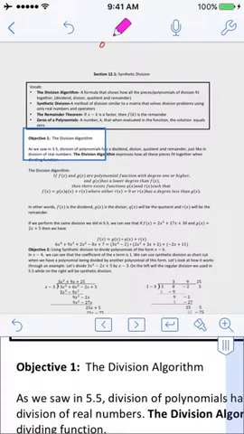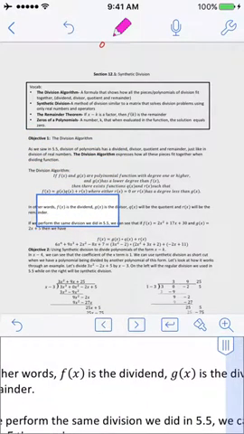But let's start with the division algorithm. The division algorithm sounds super complicated, but it's not. It basically is the same algorithm you've been using this entire time to solve via long division. Yeah? It just relates all of those pieces we were discussing last time.